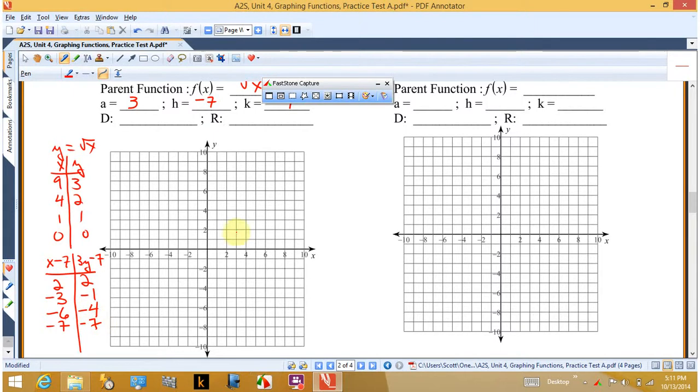Okay, so let's plot it. I've got 2, 2, negative 3, negative 1, negative 6, negative 4, negative 7, negative 7. So here's my square root graph. And the domain is going to be all the x values. It'll start here and then we'll go out this way. So that's going to be x greater than or equal to negative 7. And the y is going to be all values where y is increasing in this direction. So that'd be y greater than or equal to negative 7.